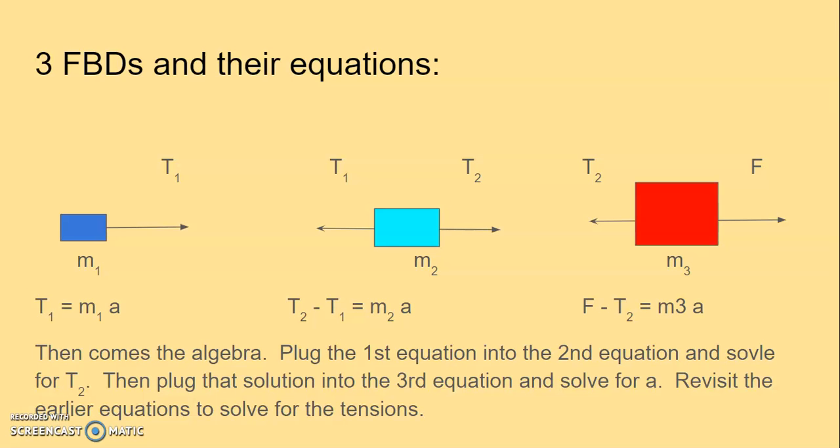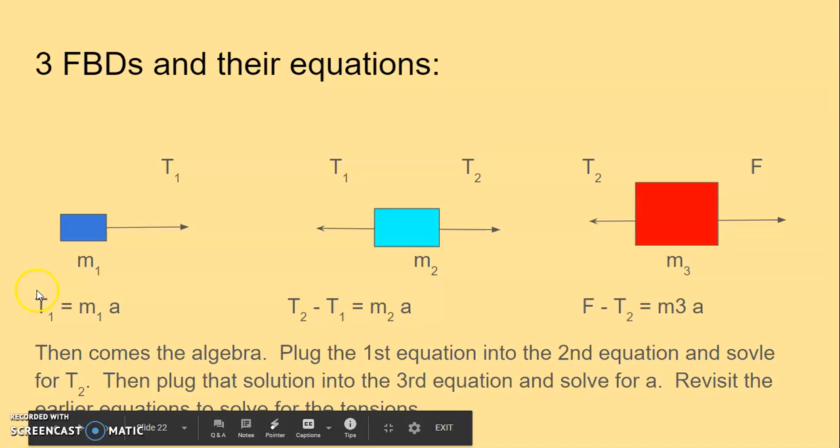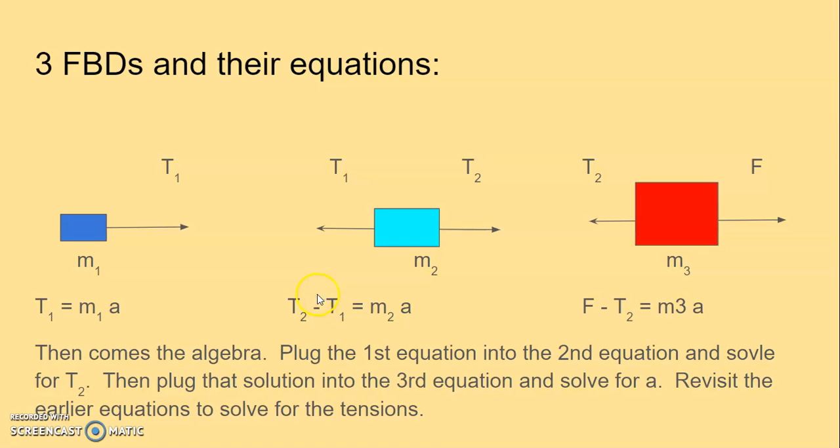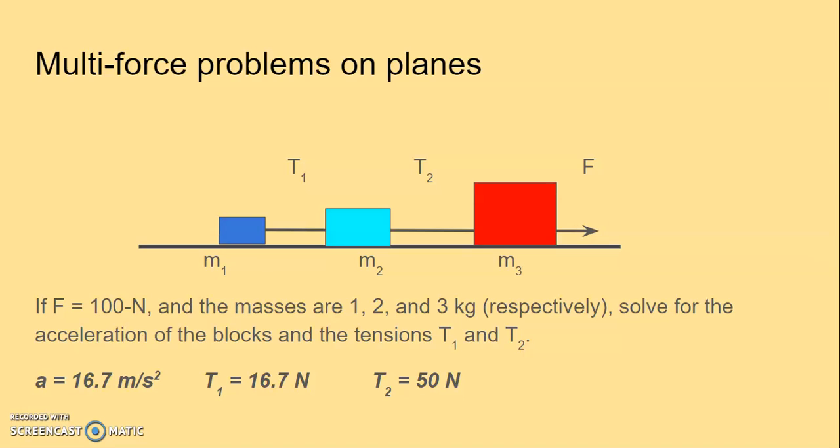So when you do some plugging in, oh my gosh, here's where the algebra comes in. You got to plug the first equation over into the second equation, and then you'll solve that for T2, then plug T2 over in the third equation and solve that for acceleration. Then go back to the earlier equations and solve for the tension. You can do that on your own free time if you like, and the answers are right here. The acceleration works out to be 16.7 meters per second squared, and tensions T1 and T2 are 16.7 newtons and 50 newtons, respectively.